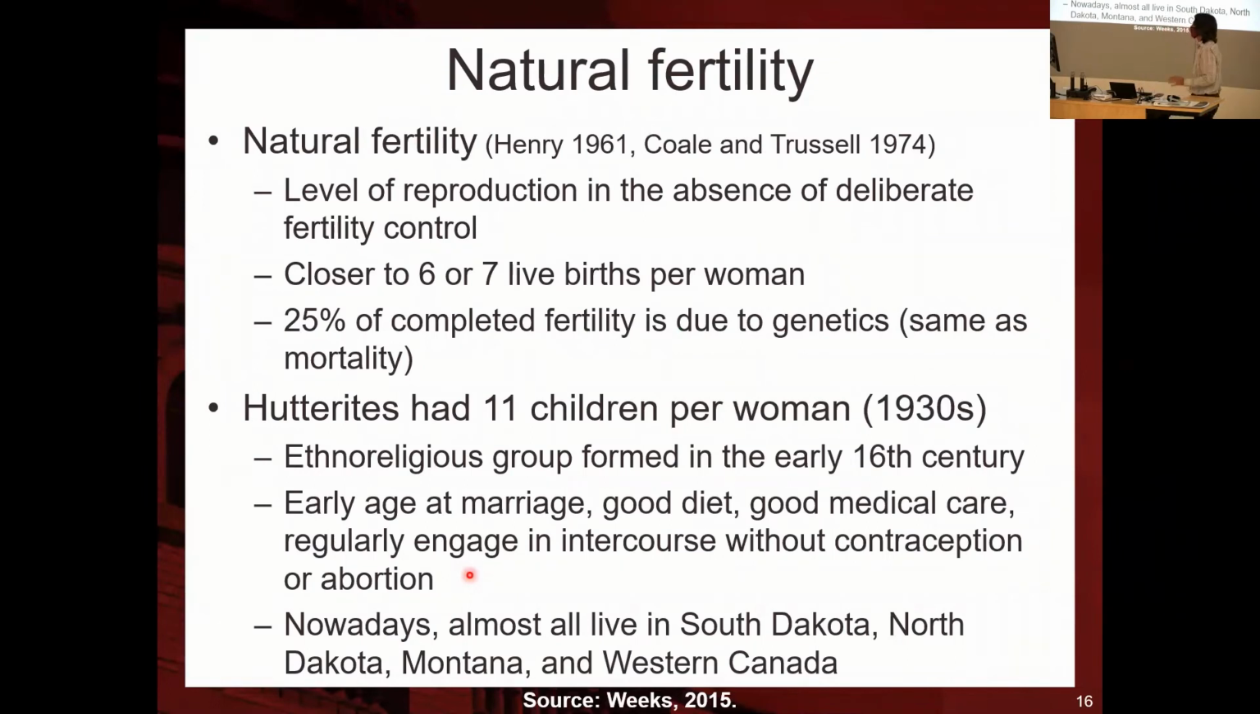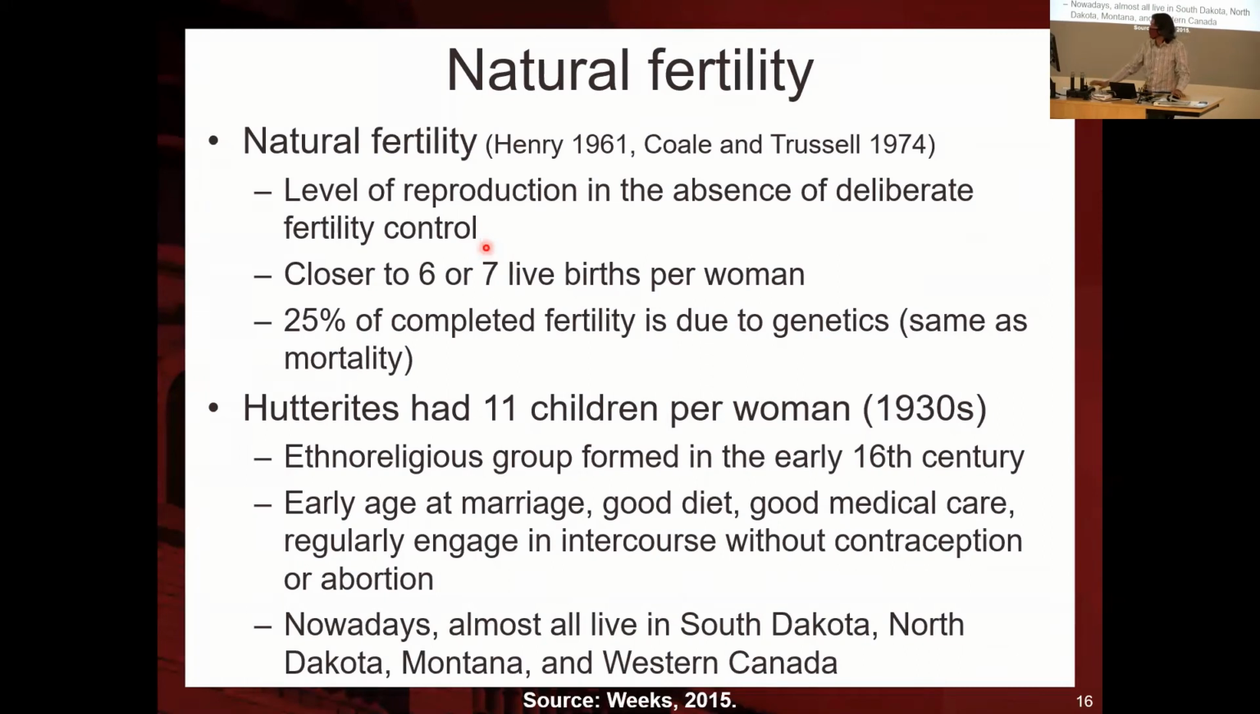And whenever we are talking about fertility, we try to compare the level of fertility in a specific location, a specific year, to what demographers call natural fertility. What is natural fertility? It's the level of reproduction in the absence of deliberate fertility control. So it's how many children, on average, women would have if they were sexually active, they were not using any contraceptive method, and they were healthy. By being healthy, they have more chances of having babies.